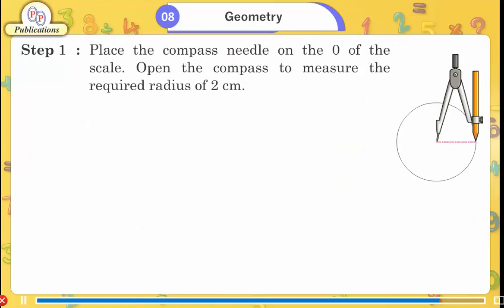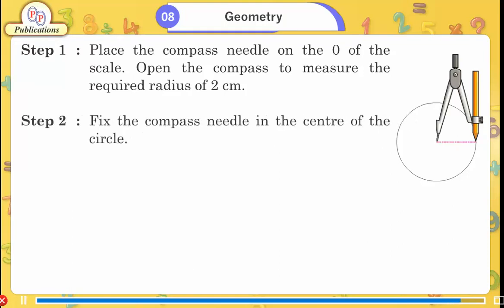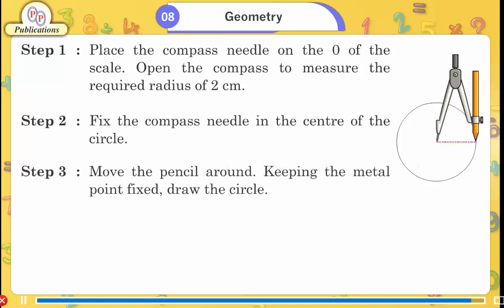Step 1. Place the compass needle on the zero of the scale. Open the compass to measure the required radius of 2 cm. Step 2. Fix the compass needle in the center of the circle. Step 3. Move the pencil around, keeping the metal point fixed, and draw the circle.